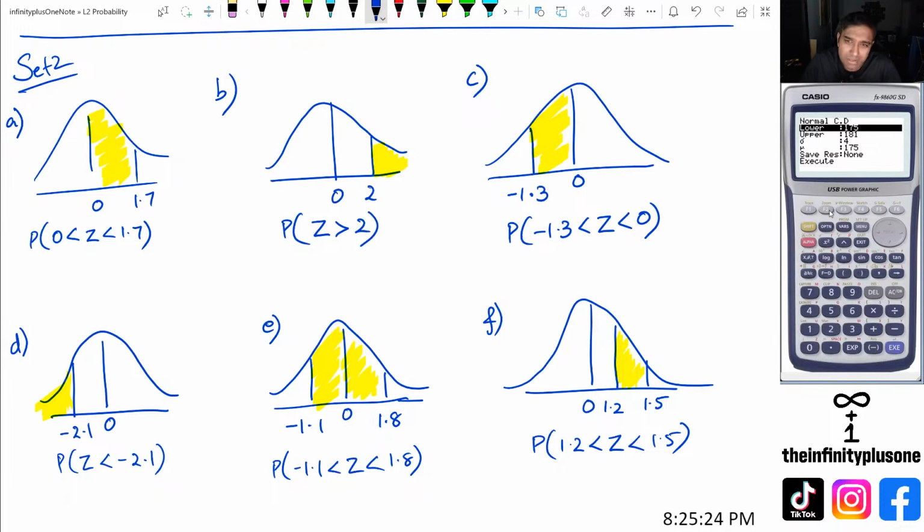I'm trying to think, is there anything else? No, I think we've covered everything. Oh, there's a couple more, but you'll get the idea of it.